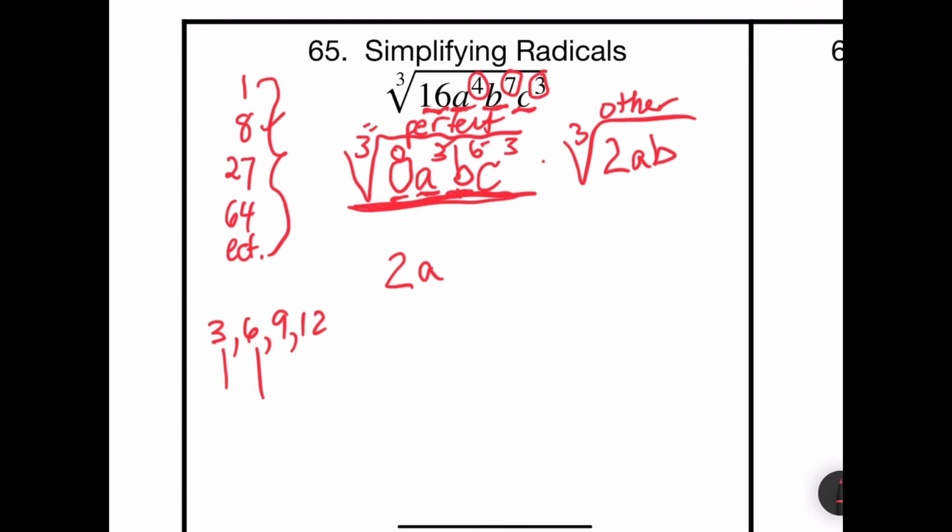6 divided by 3 is 2, so that would be b squared. And then I'll look at c. 3 divided by 3 is 1, so that would be c. My other, I just have to express as the cube root of 2ab. And so my answer would be 2ab squared c times the cube root of 2ab.